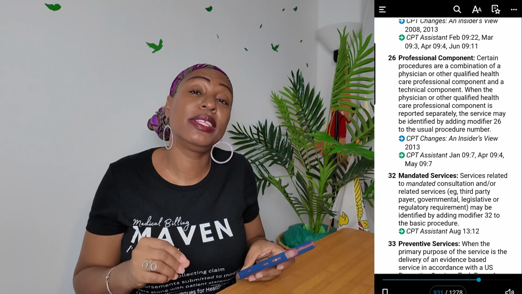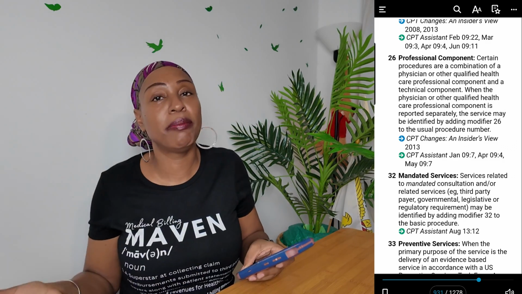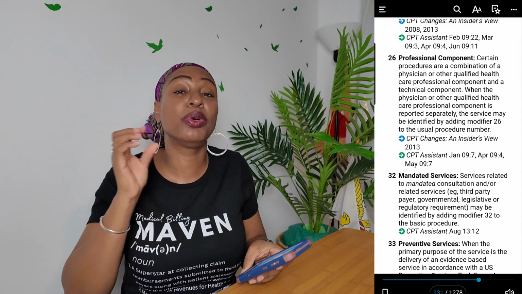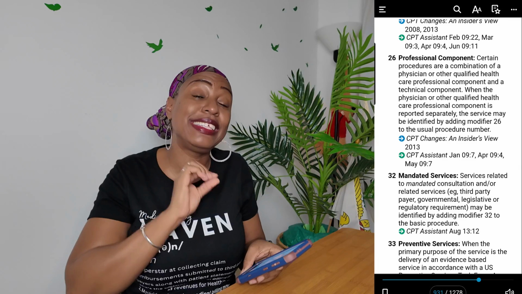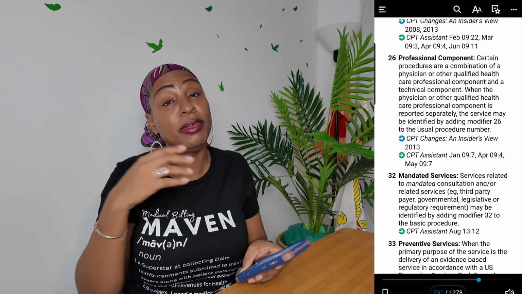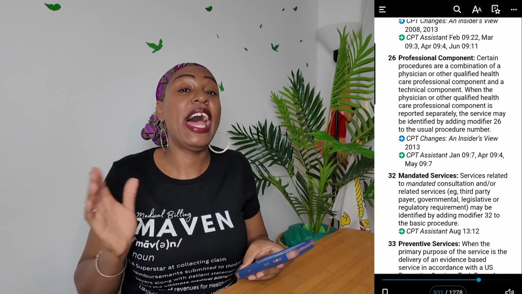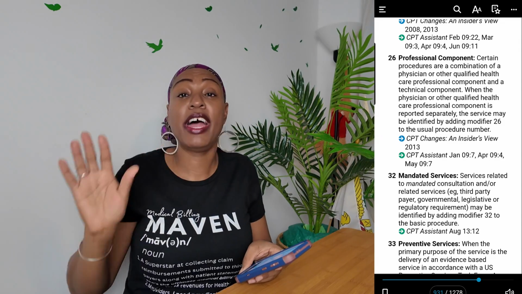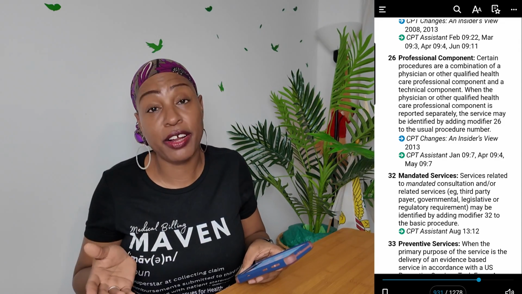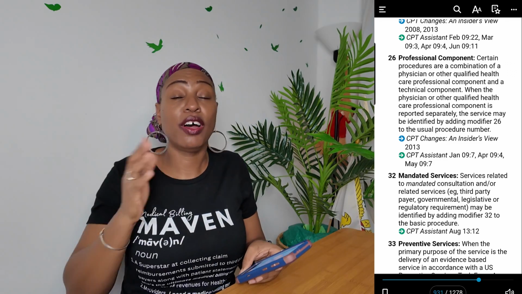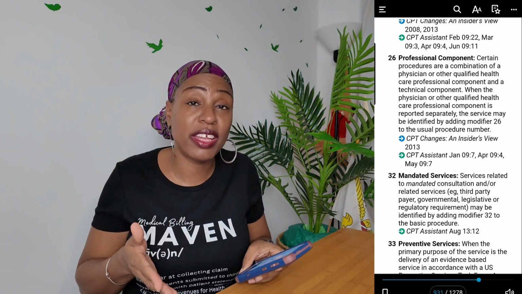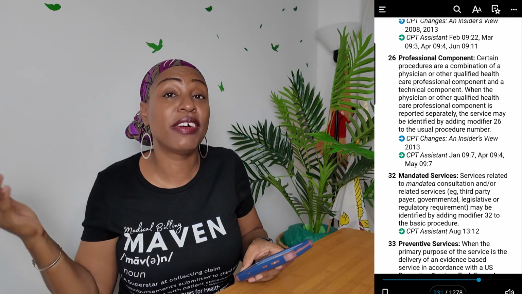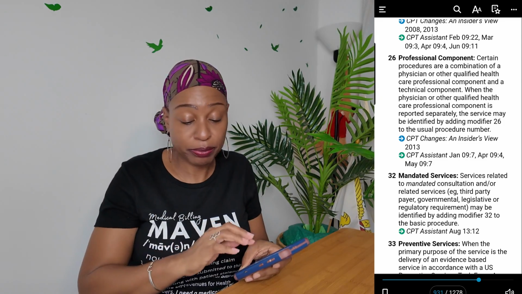With a modifier 26, you won't be paid the full amount because now you're not doing both components, because there's a modifier 26 and a modifier TC. And TC meaning technical component. And if you do both, you don't put any modifier. So you get paid for everything, you don't put any modifier. But if you only use one or the other, you're getting paid some of it because you're not doing the full portion. So that's why it is a financial modifier.